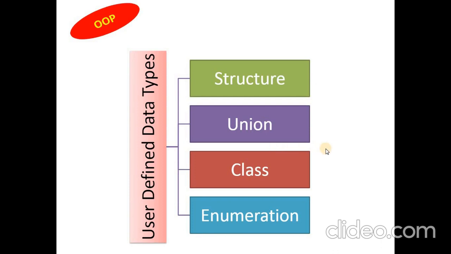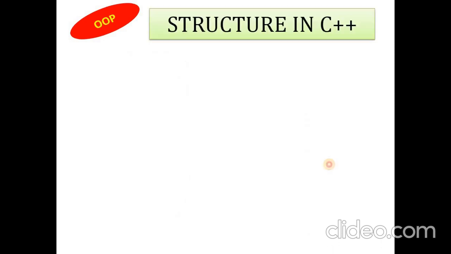So, we have already seen about the user-defined data types. There are 4 types of user-defined data types: structure, union, class and enumeration. So, we will see the very first user-defined data type, that is structure.